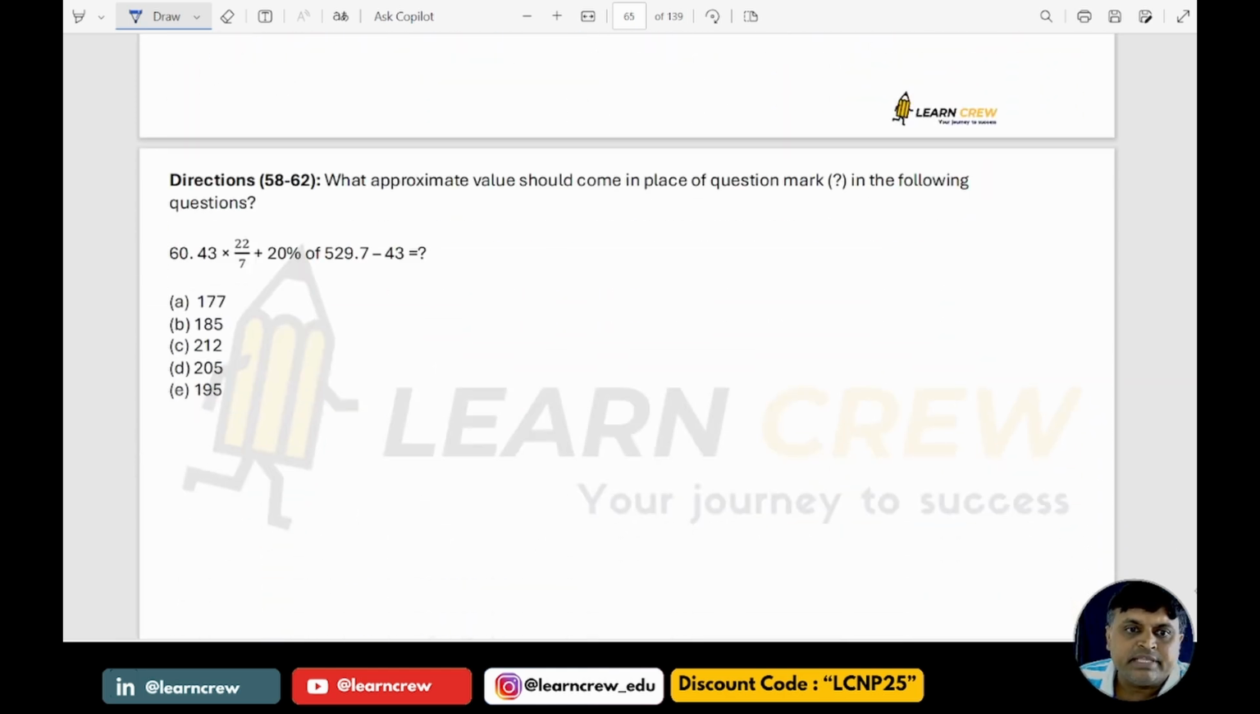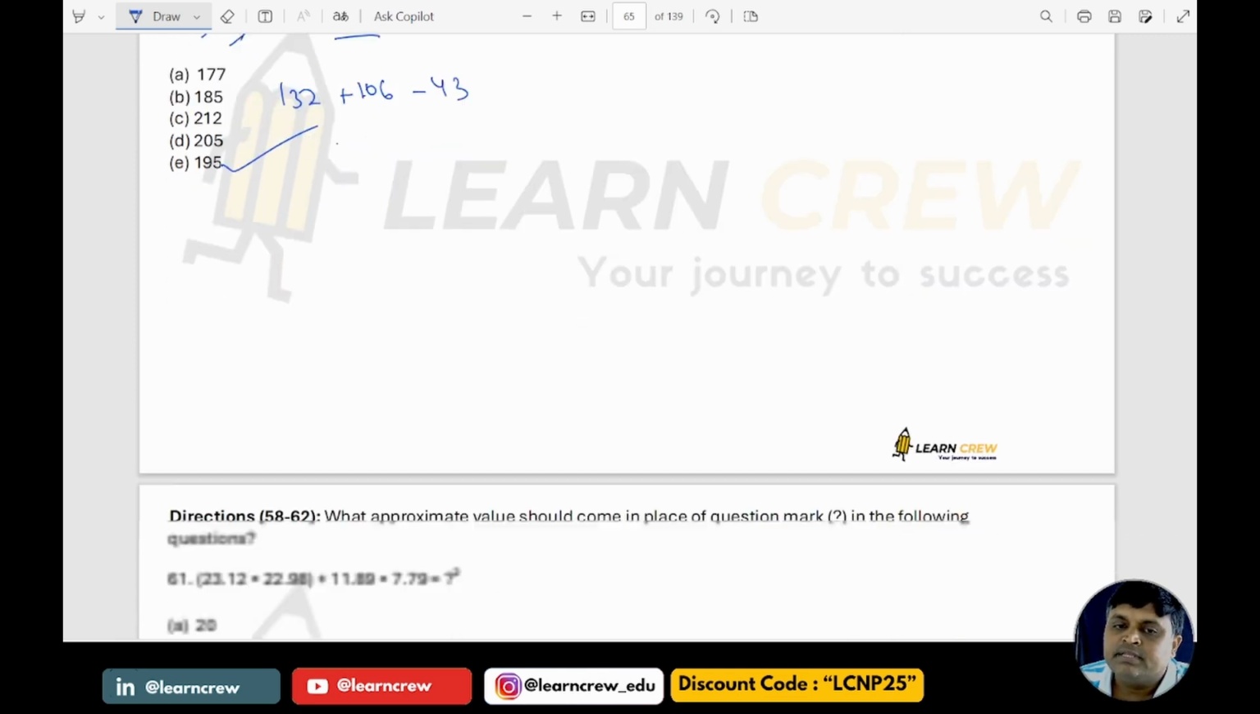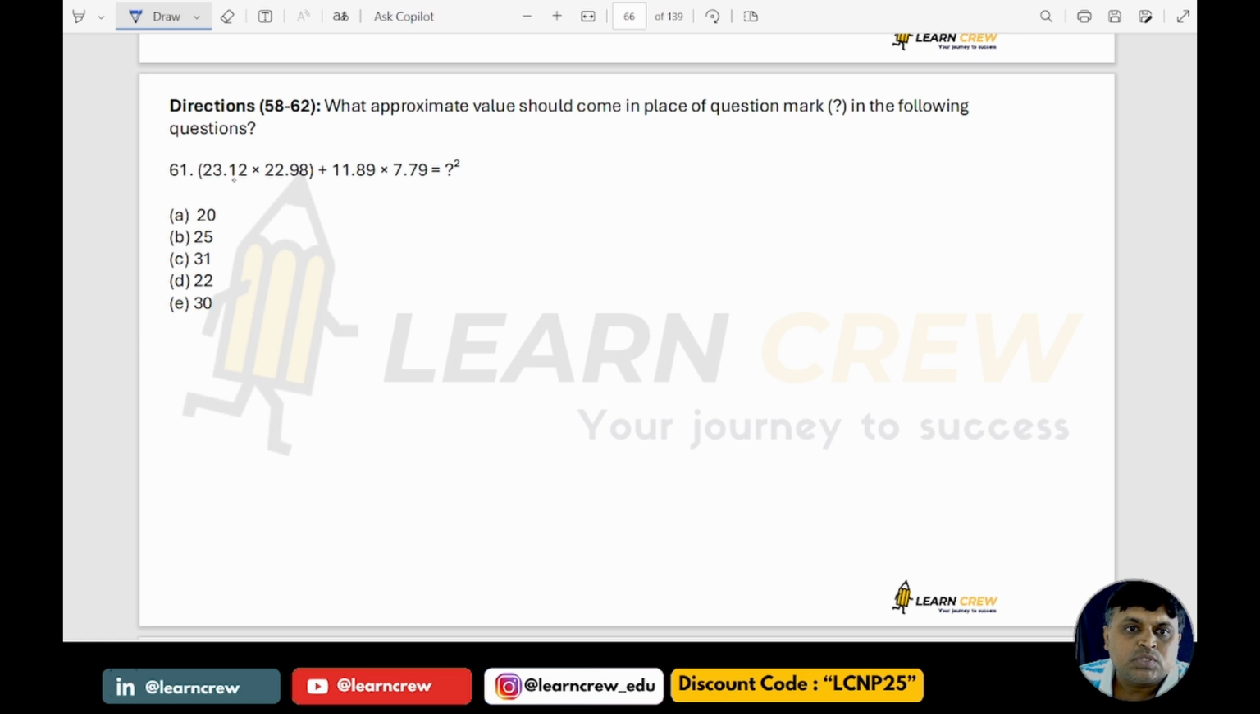Next, 43 into 22 by 7. So approximately how much here? It is 42 if I am taking. 7 6s are 42. So I am going to get 132. And 20% of 530 is 106. Minus 43. So it is 238 minus 43, which is 195. 195 is the answer.